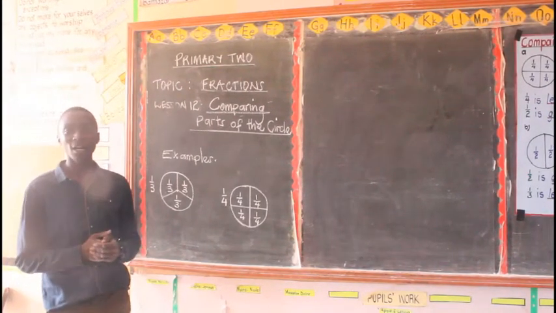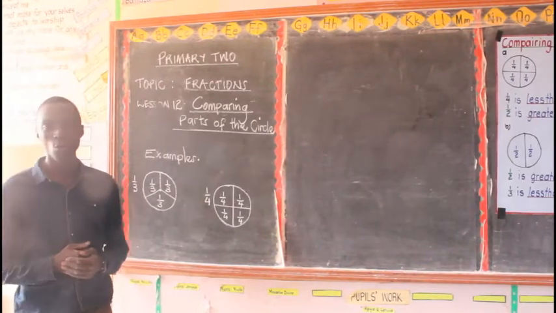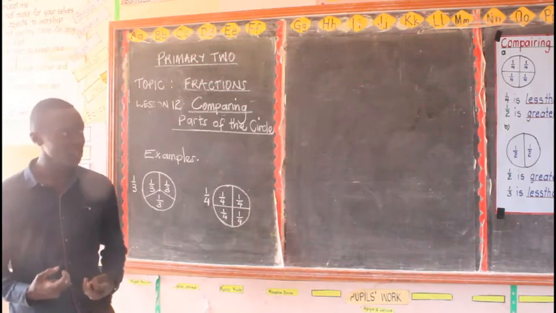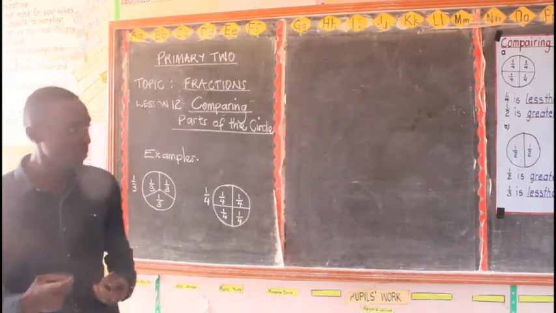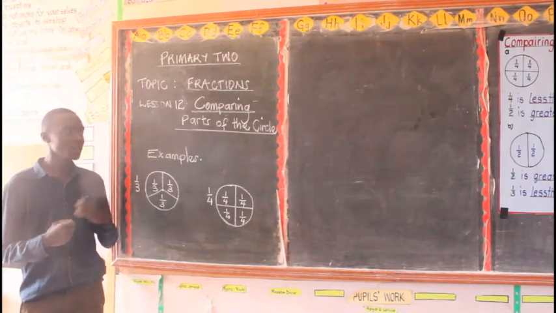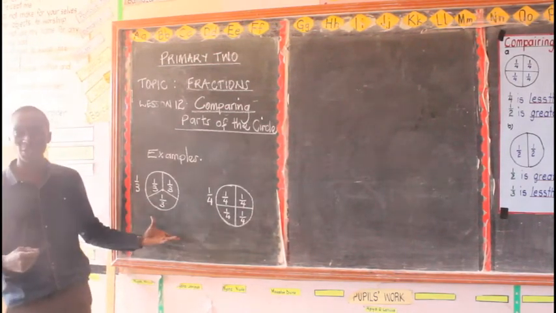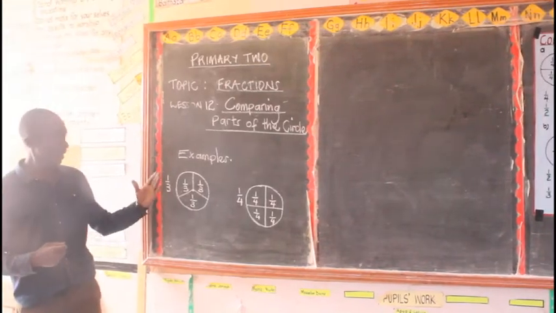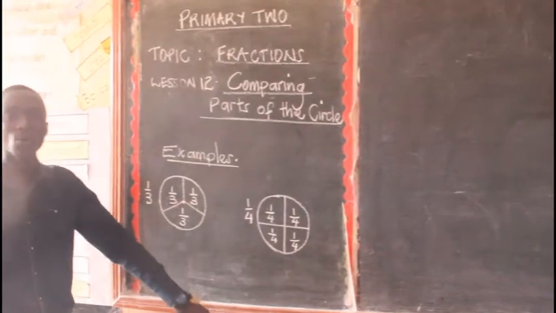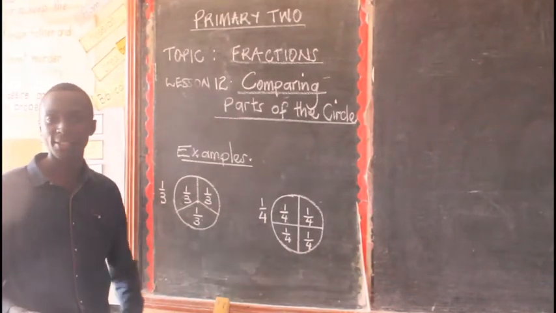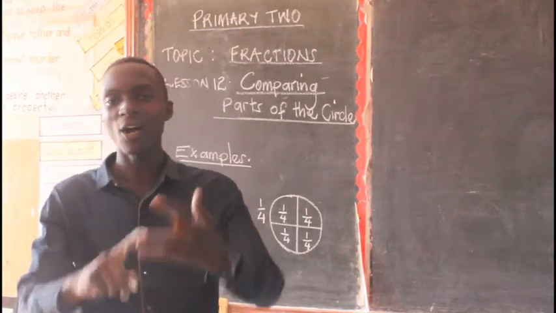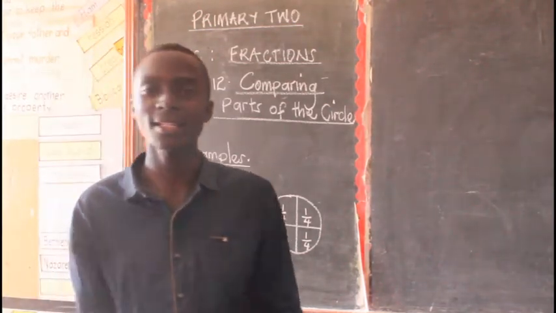This is lesson 12 of comparing parts of the circle. We are all about comparing parts of the circle. Please, I want you to pay attention, so that we consolidate these concepts properly and see what we are going to do with these fractions. We do have examples of fractions. Remember, last time I taught you some examples of fractions, whereby we looked at what we call a half, a third, a quarter, a fifth, and others.